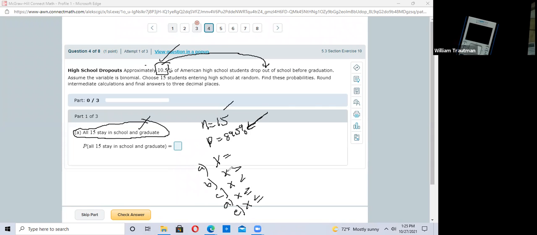All 15 stay in school. Would it be E? Is it greater than or equal? Well, no, because they're not asking if all 15. So that means they want everybody. All 15 is equals. You have to read this and understand exactly what they're trying to say.